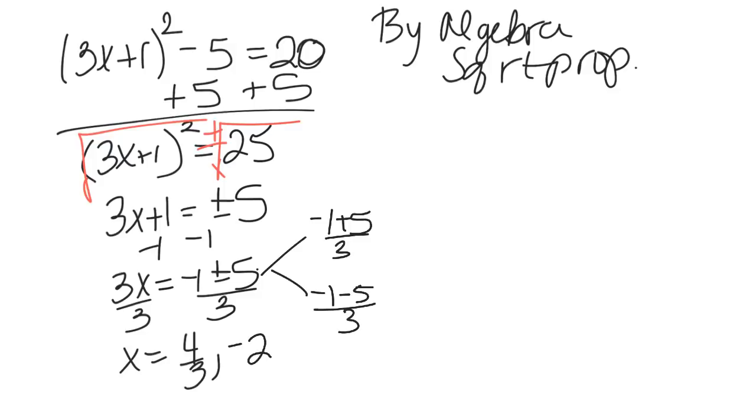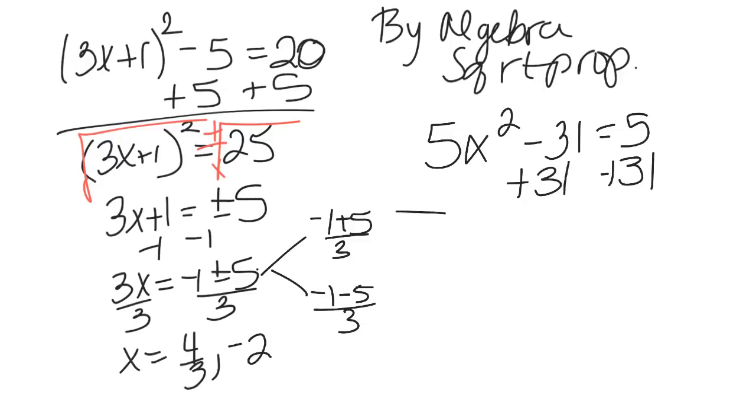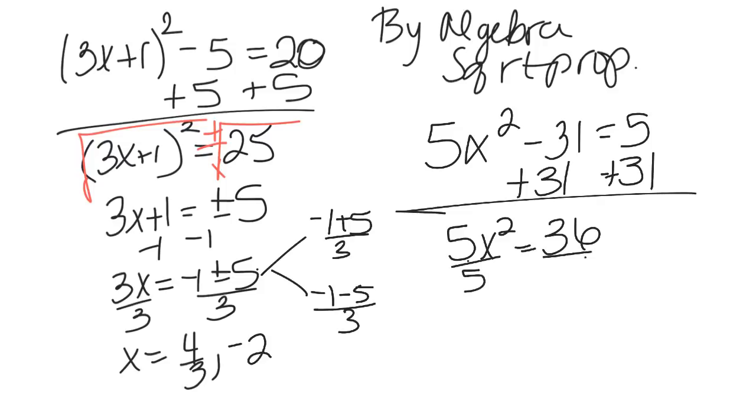If we have the next problem, let's say it is 5x squared minus 31 equals 5. So we're going to solve this by adding 31 to both sides. We get 5x squared equals 36. We need to divide before we square root, so get rid of the coefficient before you square root. So x squared equals 36 over 5.